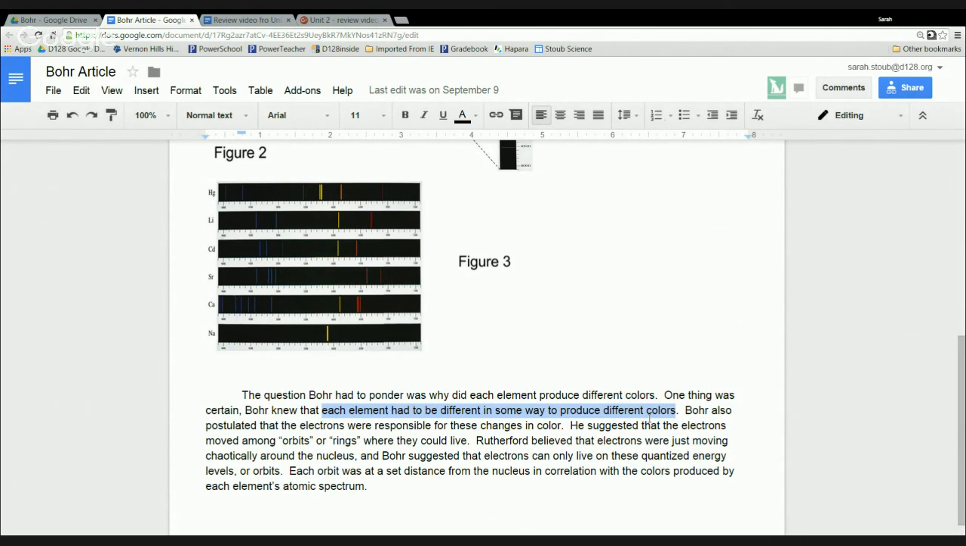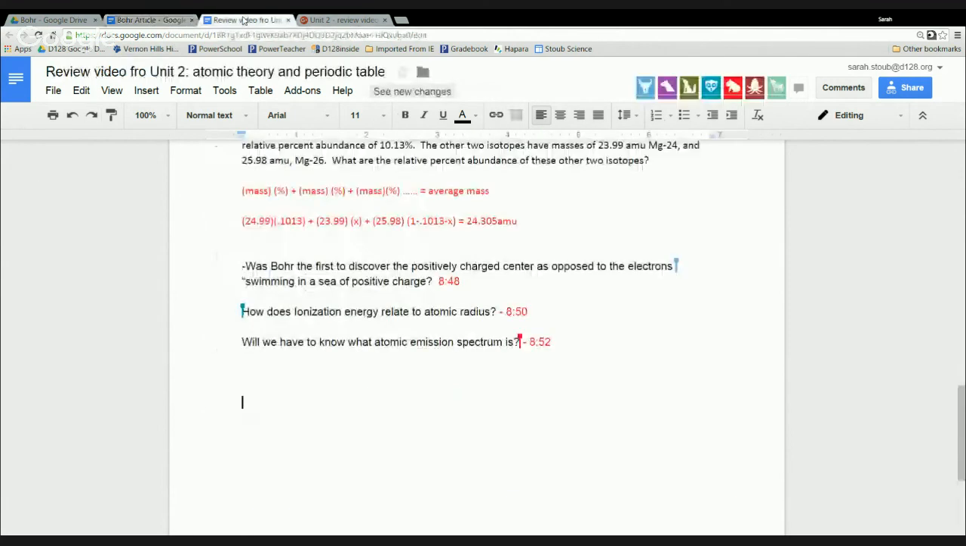And they're a fingerprint because each element is different. Each element is different because they have different kinds of rings, meaning different spaces between the rings. They have a different number of electrons, so they have different jumps that they would possibly make. So that's the atomic emission spectrum. You should know what it is.